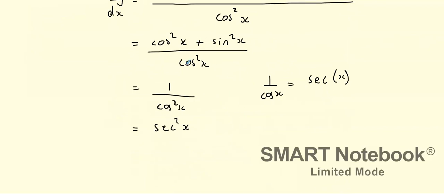So I get 1 over cos squared. 1 over cos is sec x, so 1 over cos squared is the same as saying sec squared x. If I had 1 over cos cubed, it would be sec cubed. Are you happy with that? Okay, perfect. So now we are happy with that.